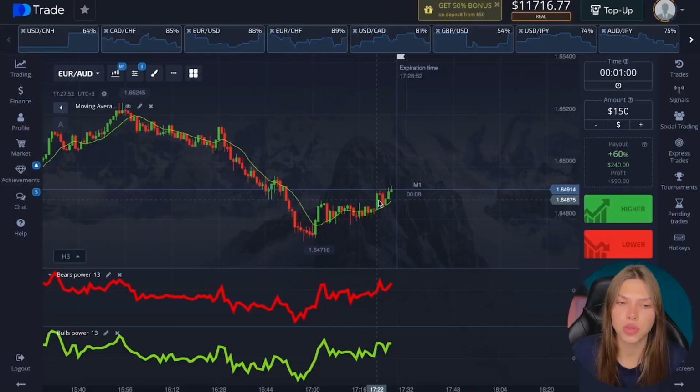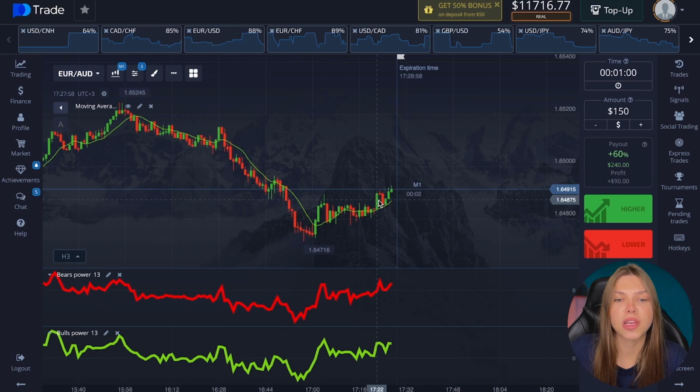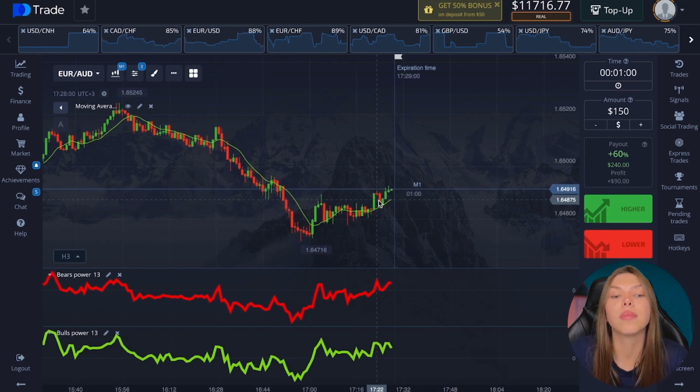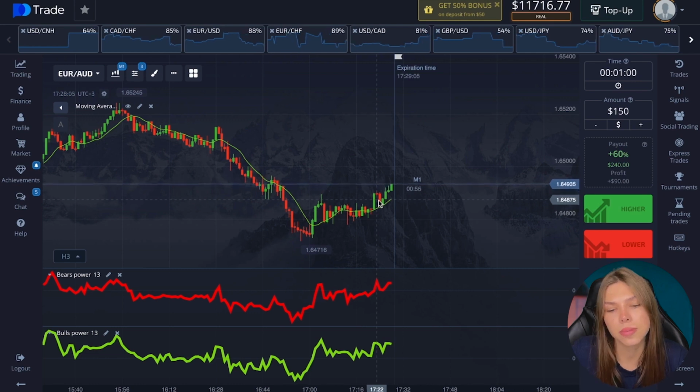Today we have two indicators, but in fact it is one indicator. This is an indicator that measures the strength of bulls and bears. It was developed by Alexander Elder for stock markets, but it can also be successfully applied to other assets. Why do we need such an indicator?